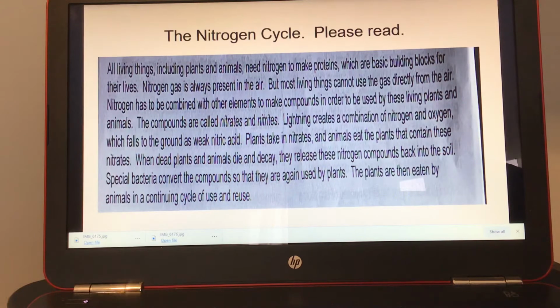Special bacteria convert the compounds so they are again used by plants. The plants are then eaten by animals in a continuing cycle of use and reuse.